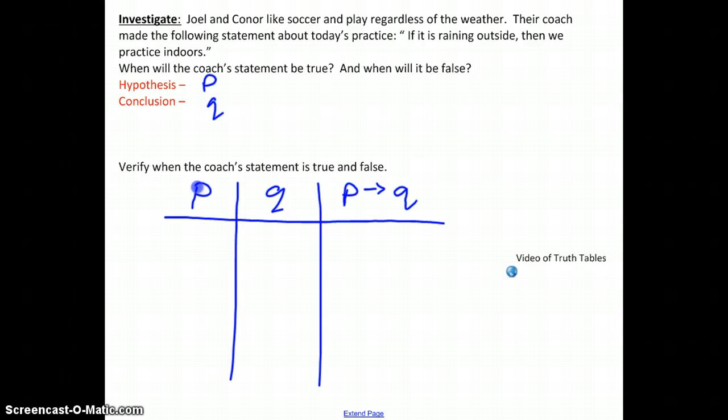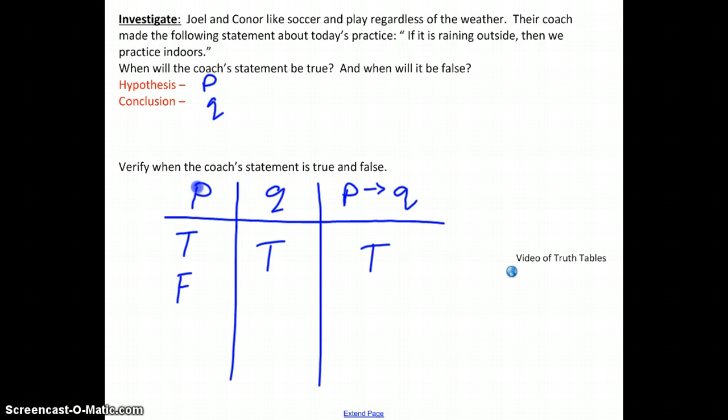What would make that hypothesis true? If it's raining outside. So if it is actually raining outside, your hypothesis is true. Then what would have to happen for your conclusion to be true? Good, you have to play indoors. And would that make your whole statement true? Okay, good. How about if it's not raining outside?